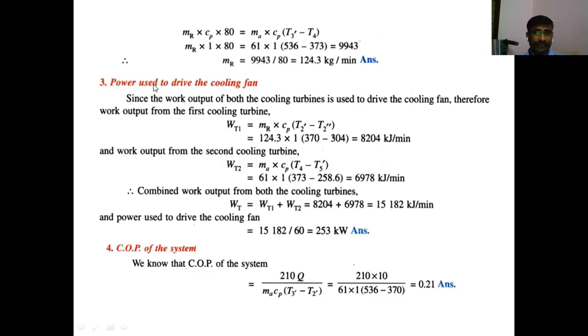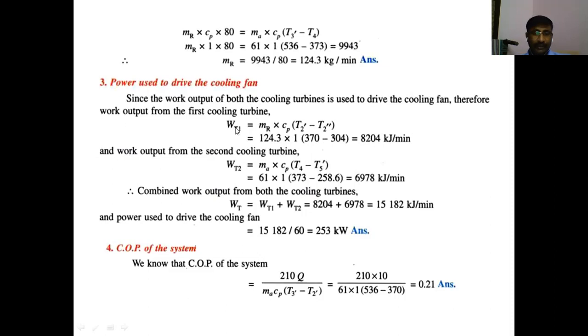Then the third bit is the power used to drive the cooling fan. Here, the cooling fan is run by the two turbines by the gear mechanism. That means the power supplied to the fan is equal to the work produced by the first cooling turbine and the work produced by the second cooling turbine per minute. So the power used to drive the cooling fan is the power produced by the first and second cooling turbines. Summation of these two only is utilized to run the fan.